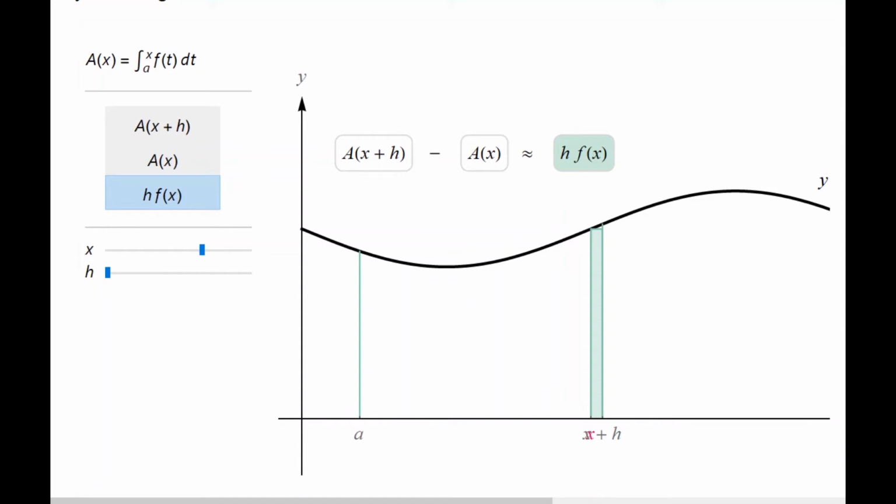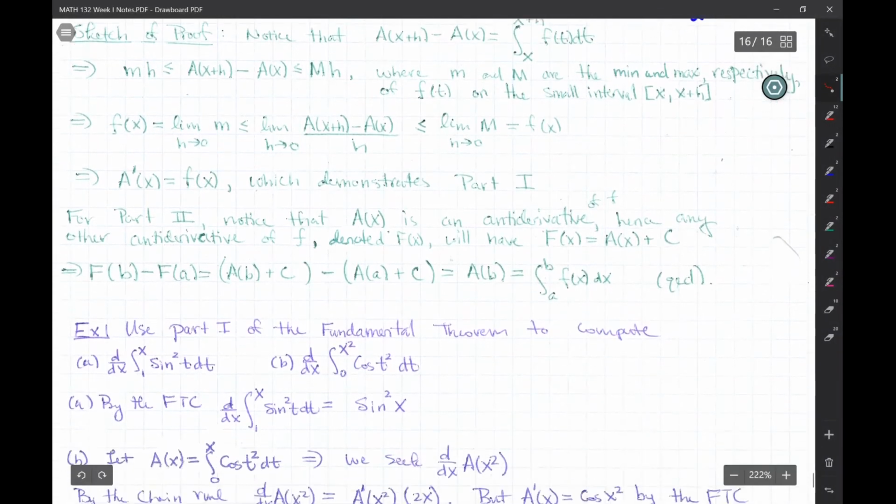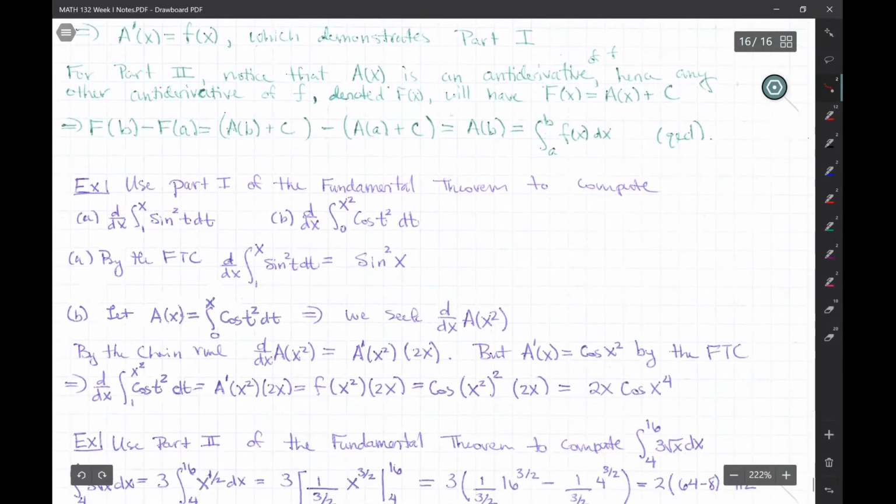Okay, when we take the limit as h goes to 0, then we can divide this h from the right hand side and put it on the left hand side, and so you get the difference of A over h, and that's a derivative. So that's a good motivation or visualization for why this is working. Okay, so enough theory. Let's jump into an example.